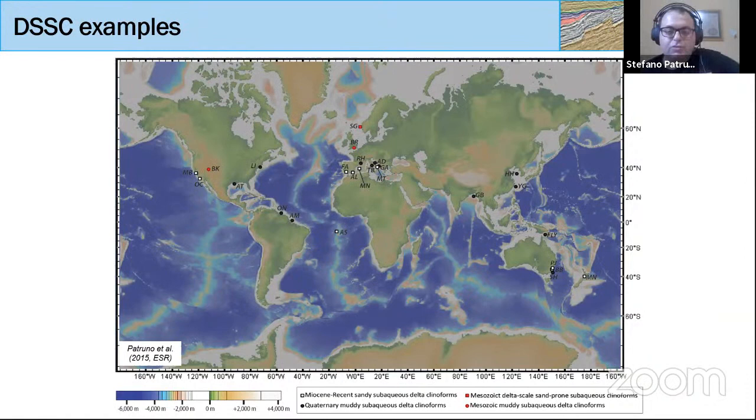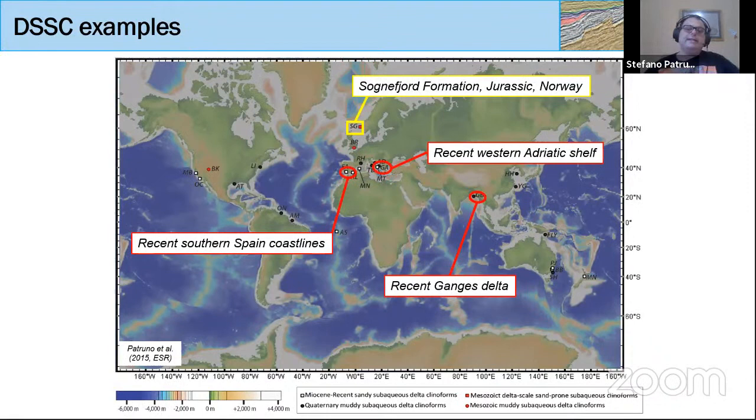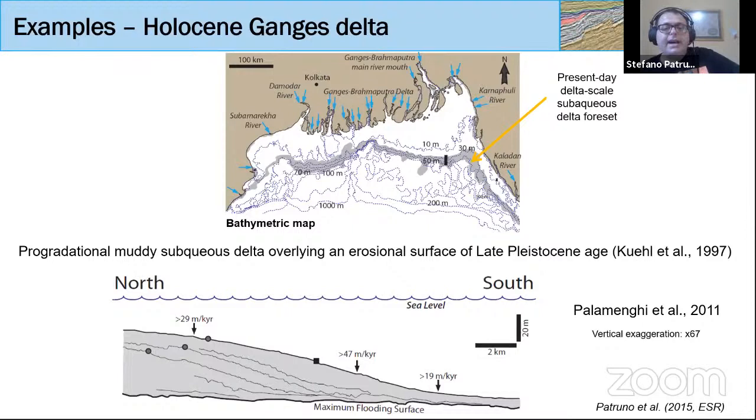So we have recent examples that I'm going to show you quickly. Once again, the one from southern Iberia, in terms of sandy subaqueous, then muddy subaqueous, Adriatic, and Ganges. And then an old ancient example, the Sognefjord Formation, Jurassic of Norway. So, Holocene Ganges Delta. Here you go.